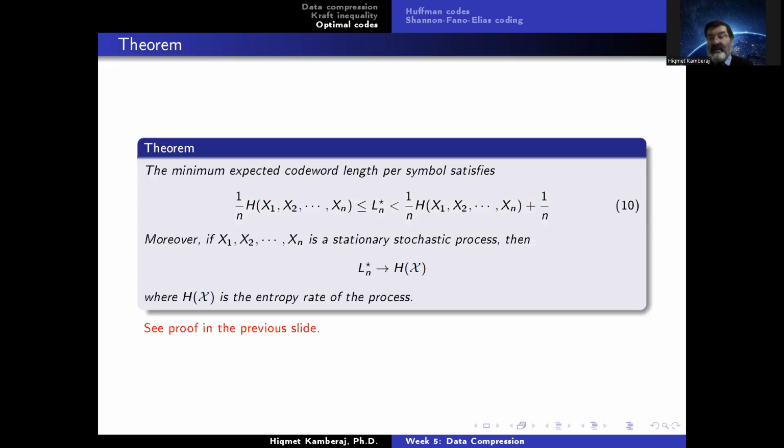Then comes the theorem that follows. The minimum expected code word length per symbol satisfies this equation: 1 over n times the joint entropy is less than or equal to L_n star, which is less than 1 over n times the joint entropy plus 1 over n. Moreover, if X1, X2, ..., Xn is a stationary stochastic process, then L_n star converges to the entropy rate of the process as n goes to infinity.